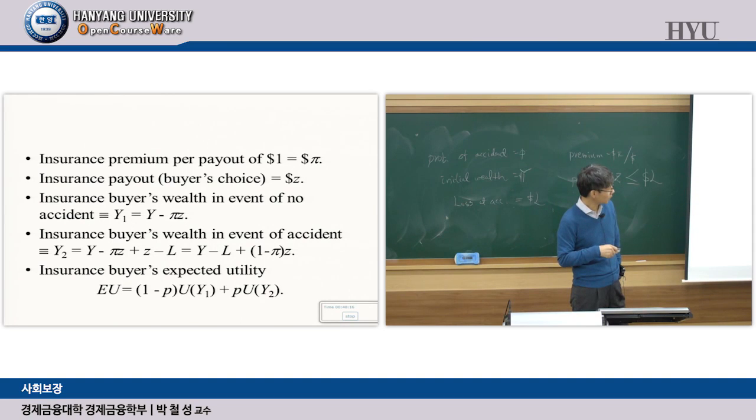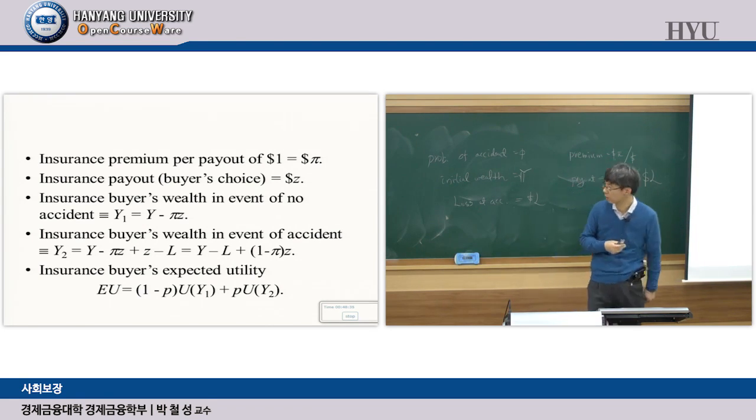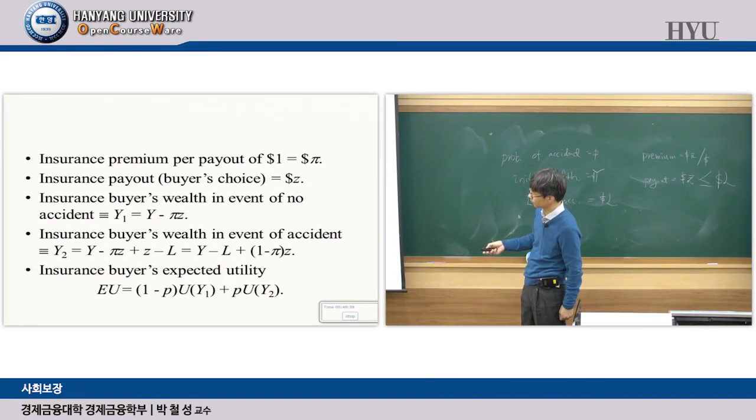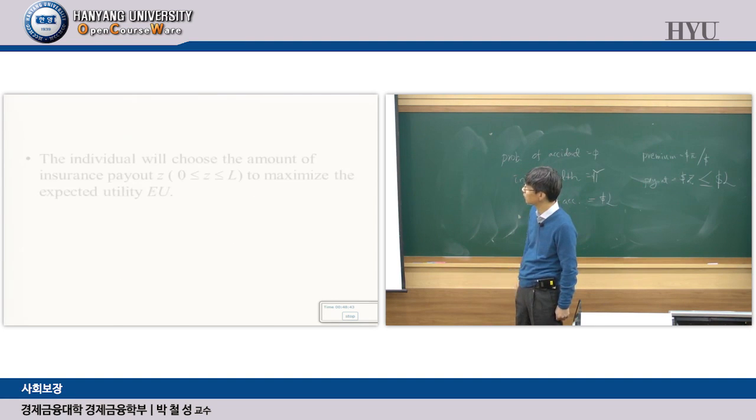So what the insurance buyer tries to do is maximize expected utility. With probability P the person has an accident, so P times U(Y2), plus with probability 1 minus P you get Y1, so (1 minus P) times U(Y1). That's what you try to maximize.